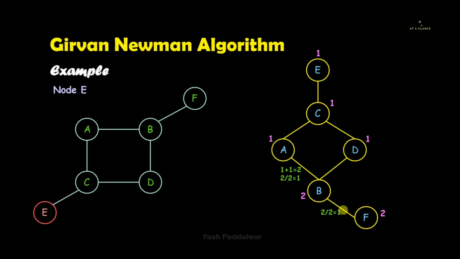Similar case for the edge BD, we have one previous edge as BF which has a weight of 1. 1 plus the weight of the node B is 1. 1 plus 1 is 2 and you have to divide it by 2 because B is split into two parts.